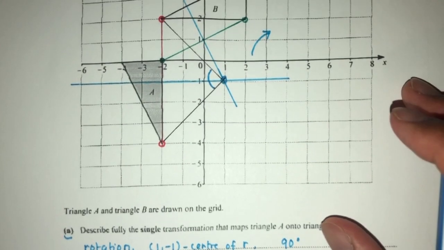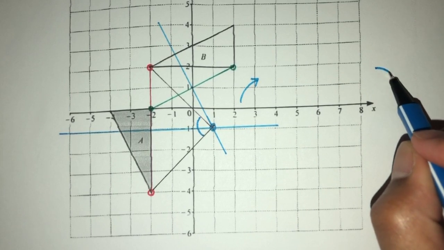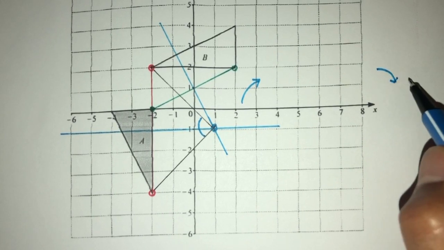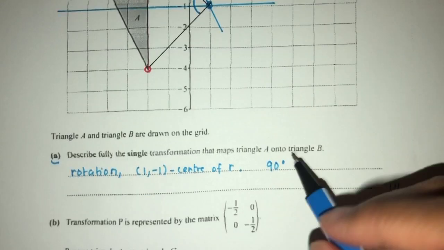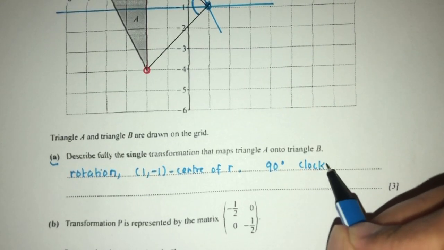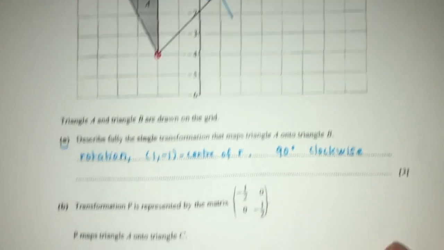So you would say this is clockwise or anti-clockwise. We know that this direction has to be clockwise, and this has to be anti-clockwise. So this will be clockwise. Okay, and that will be your question 23, part A. Now let's move on to part B.